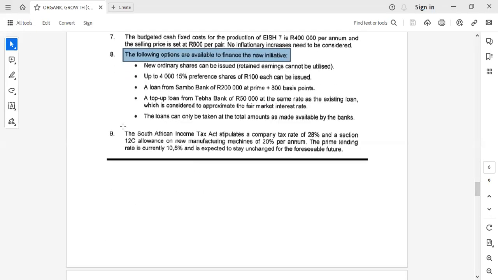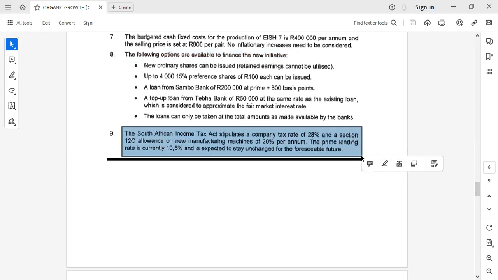Right. The South African income tax stipulates a company tax rate of 28% and a Section 12C allowance on the new manufacturing machine of 20% per annum. The prime lending rate is currently 10.5% and is expected to stay unchanged for the foreseeable future. All right, so we'll have our income tax expense.